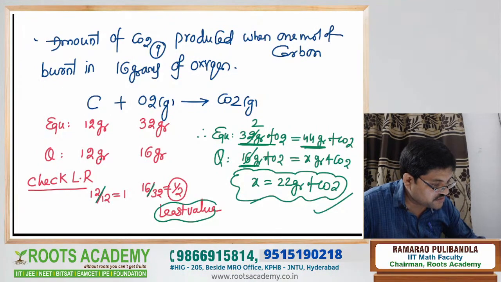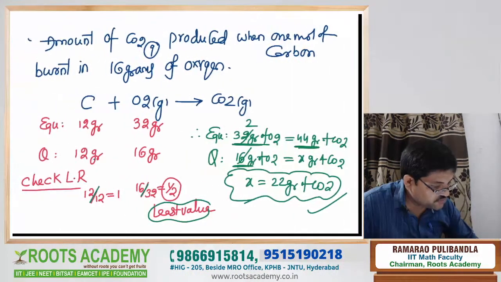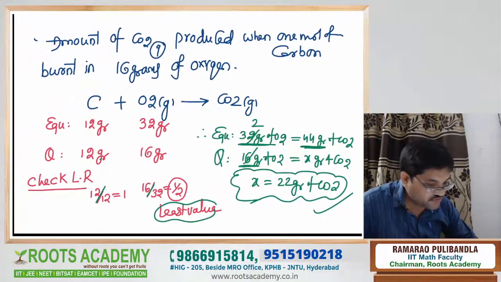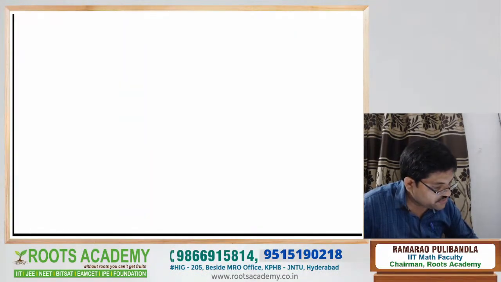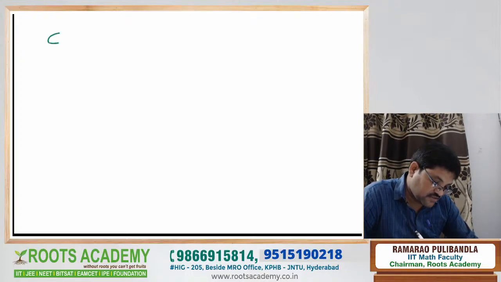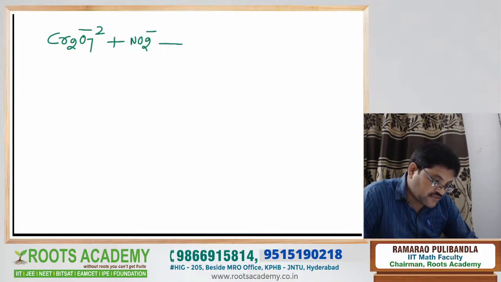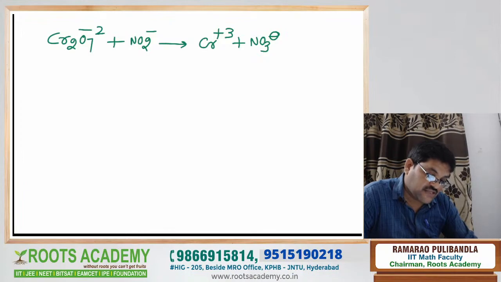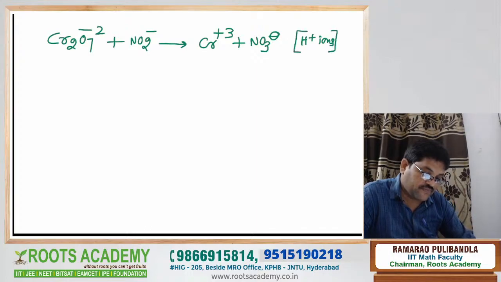Now that you have understood the redox concept, you are asking about balancing equations, which I know very well. See the first one, balancing of the equation in acidic medium. The question is Cr2O7 2 minus plus NO2 minus gives Cr 3 plus plus NO3 minus, balanced in acidic medium in the presence of H plus ions.